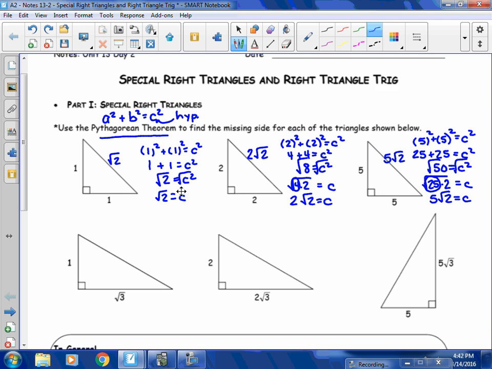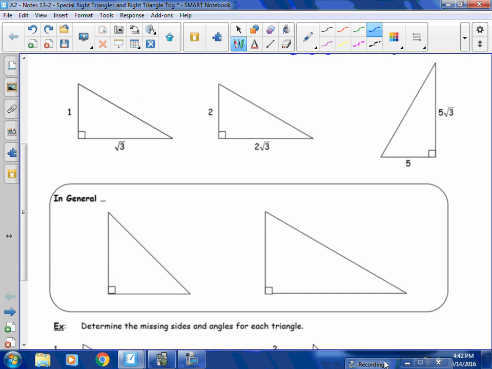All right, now what's the pattern here? If these two sides are the same, we have 1, 1, 1 radical 2. 2, 2, 2 radical 2. 5, 5, 5 radical 2. If you jump down here for a second where it says in general, it says if I've got this triangle, if I say this side is x and this side is x, what would the hypotenuse be? It'd be x radical 2. So whenever you've got two legs of the triangle equal, the hypotenuse has to be x radical 2. And this is only for right triangles.